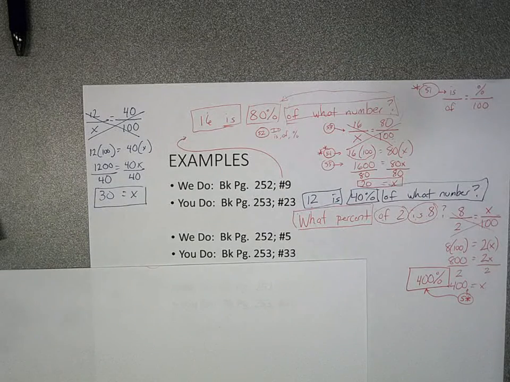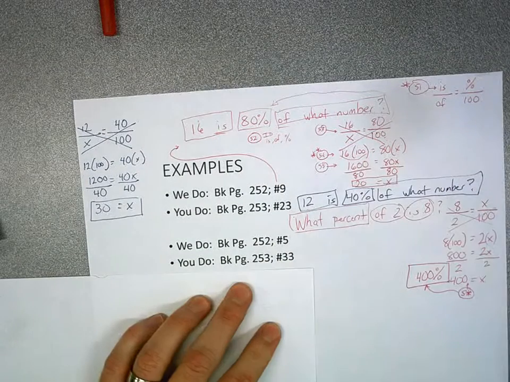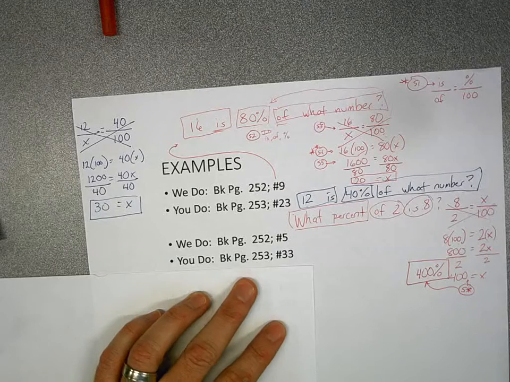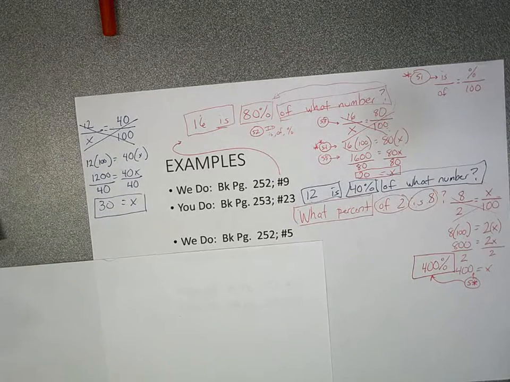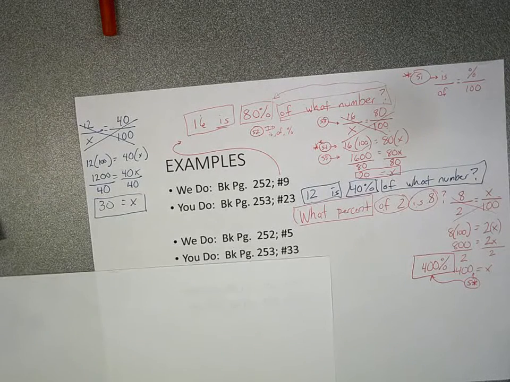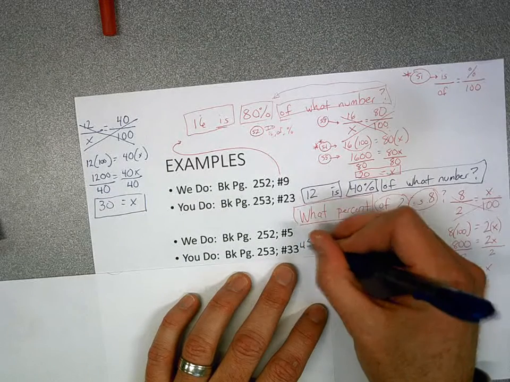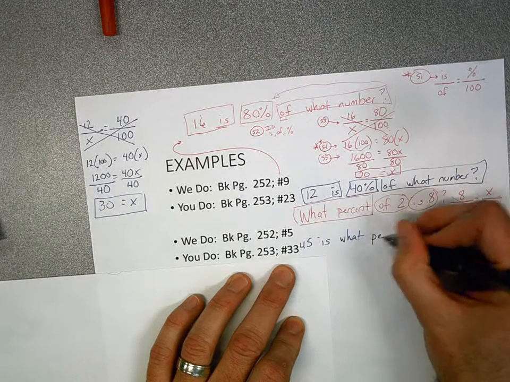Okay, I'm going to go ahead and stop you guys. Let's take a look really quickly at number 33. Check your work. I'm sorry, my fault. I'm still on number 5. Paper moved down on me. No, I'm sorry, we are on number 33, right? Yeah. Okay, here we go. Number 33 is 45 is what percent of 15?